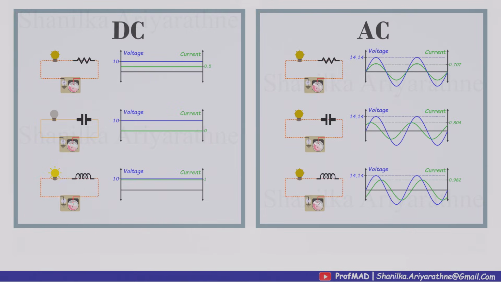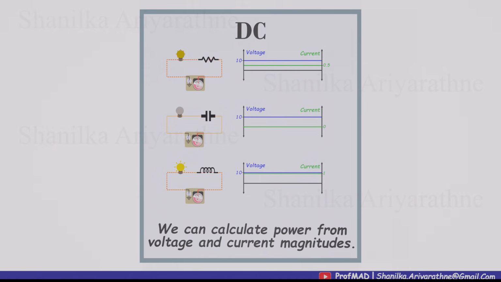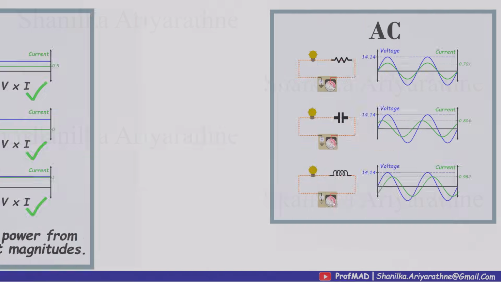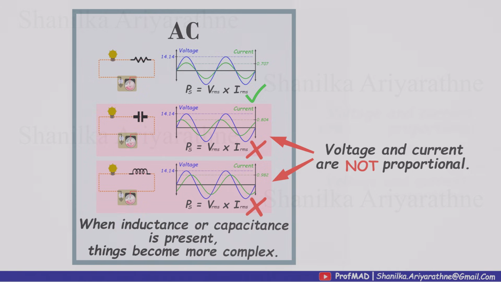By now, you should have a clear idea of how resistance, inductance, and capacitance behave in DC and AC circuits. In DC circuits, things are straightforward. We calculate power using voltage and current, and everything adds up neatly. But in AC circuits, when inductors or capacitors are involved, things become a bit more complicated. In these cases, the source voltage and current are no longer proportional to each other. So how does this affect the circuit? Let's take a closer look.